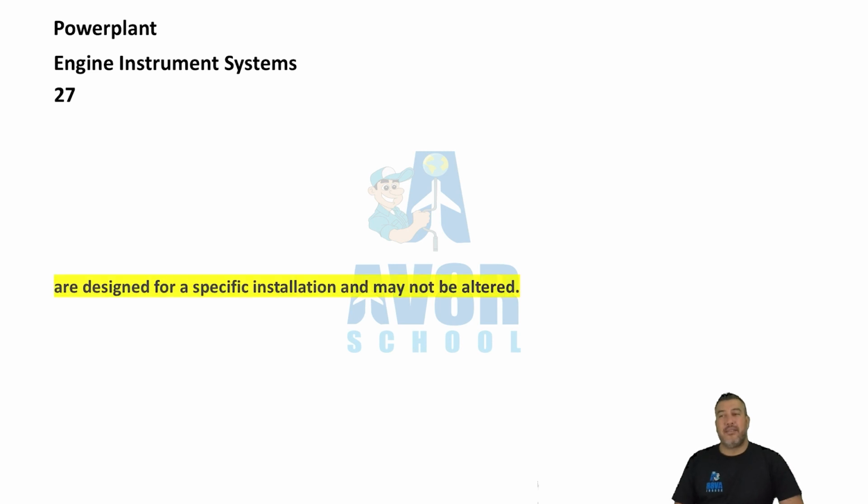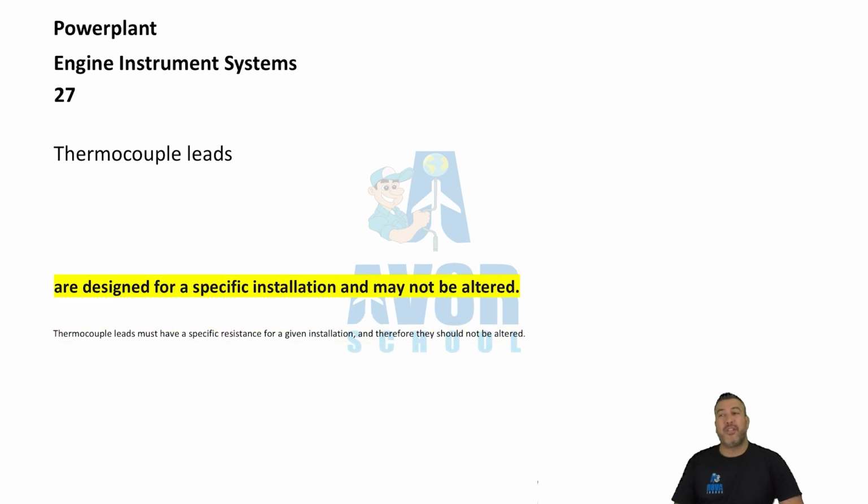Number 27: are designed for a specific installation and may not be altered. Thermocouple leads are designed for a specific installation and may not be altered.